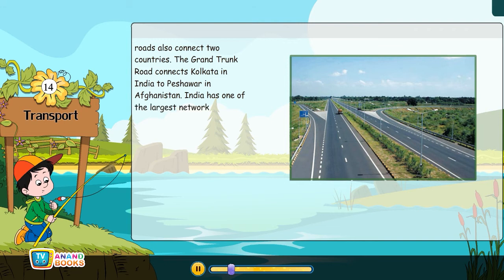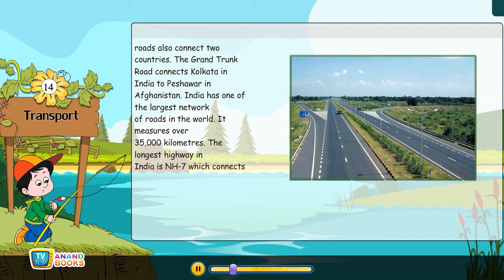India has one of the largest networks of roads in the world. It measures over 35,000 kilometers. The longest highway in India is NH7, which connects Varanasi in Uttar Pradesh to Kanyakumari in Tamil Nadu.